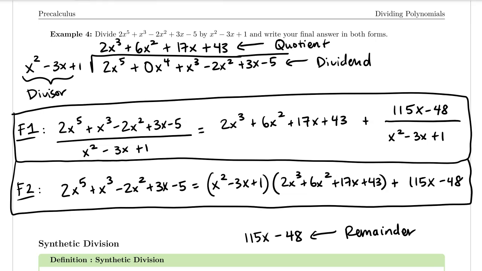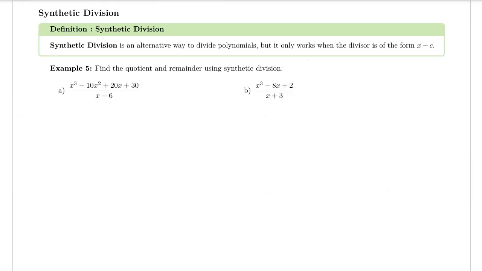The downfall of synthetic division is that we don't always have the capability of using it. So let's talk about it. Synthetic division is an alternative way to divide polynomials, but it only works when the divisor is of the form x minus c. So let's put it to use.